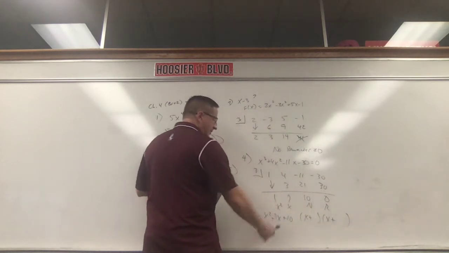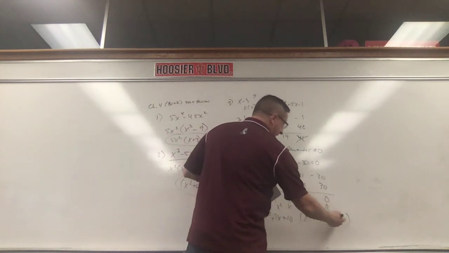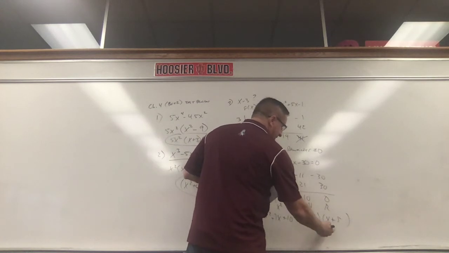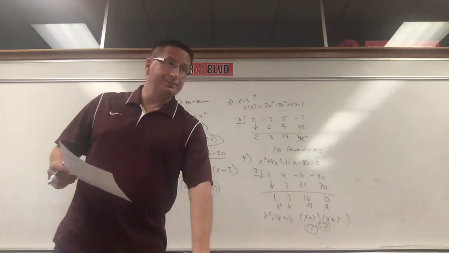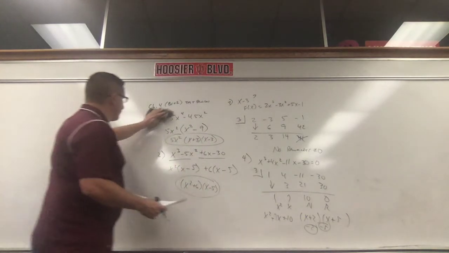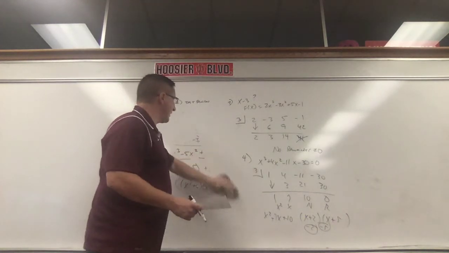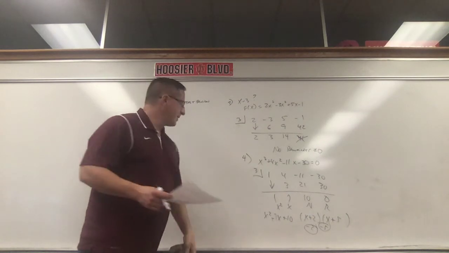How do you times to 10 but add to 7? 2 and 5. So my other answers are negative 2 and negative 5. Okay? All right, so good thing to do there. Make sure you write the problem down right. It's really hard to get the right answer when you write down the wrong problem.